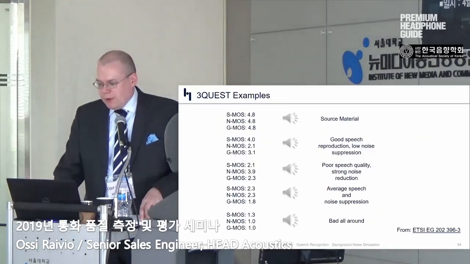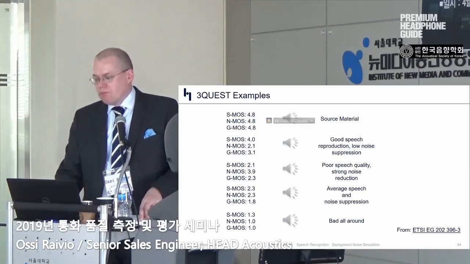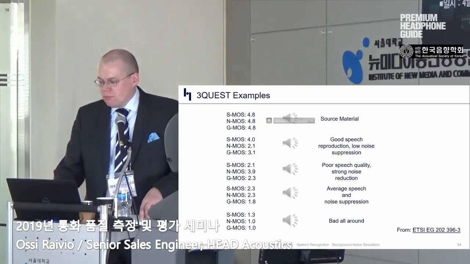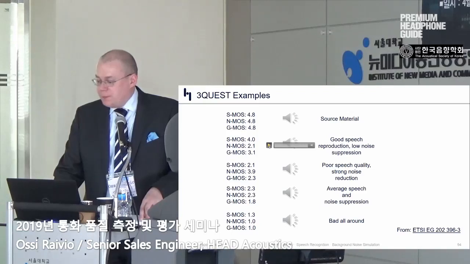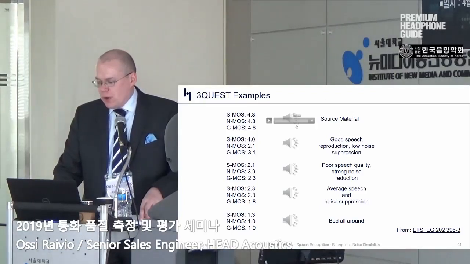So I have a couple of examples. This is the original speech, for instance. The stems of the tall glasses cracked and broke. The wall phone rang loud and often. Here we would have the speech is okay, but the background noise is coming through a bit loud.